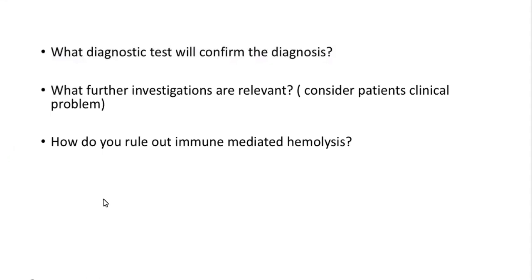So that is the other additional investigation. How do you rule out immune hemolysis? How can we definitely say that this is hereditary spherocytosis? Sometimes with any hemolysis you can see spherocytes. And how can you say that this is not immune mediated hemolysis? Now, you know, hemolysis could be due to so many factors.